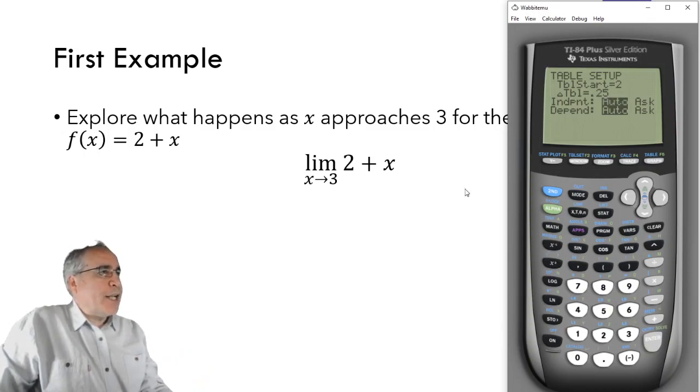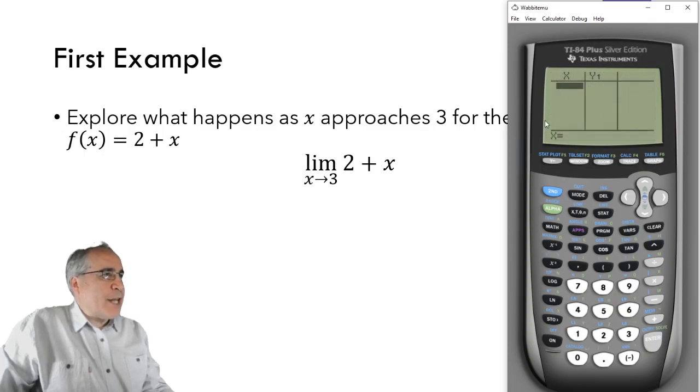So I'm going to change the independent variable here to ask. I want the calculator to ask me what independent variable I want, what x value I want. Then I hit second table, and notice there's nothing in here, but I can put it in. So what happens as I get close to 3? Well, let's look at 2.9. That's 4.9. Let's get a little closer. 2.99.